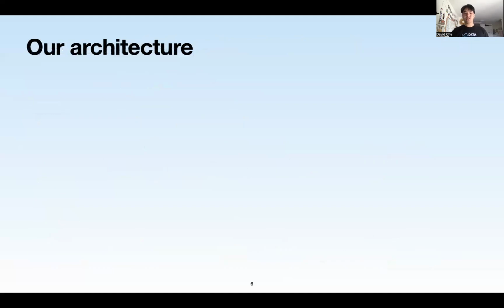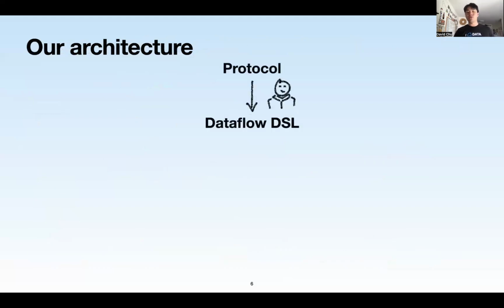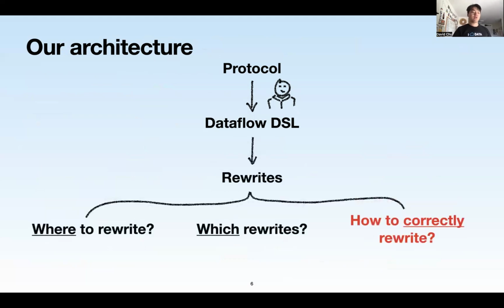Okay, so here's what that's going to look like. We'll take in a protocol, we'll implement it by hand in our Dataflow DSL, which I don't have time to go into the syntax of, but you can imagine something similar to TensorFlow, MapReduce, or Apache Flink. Once we have that implementation, we'll apply rewrites, and I'll break that into three parts: where to rewrite, which rewrites to apply, and how to correctly rewrite. And today we'll just focus on how to correctly rewrite, because I think correctness is both the most important thing in distributed systems or protocols, but also the hardest part, right? So we want to get that right.